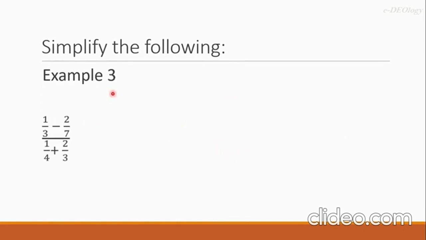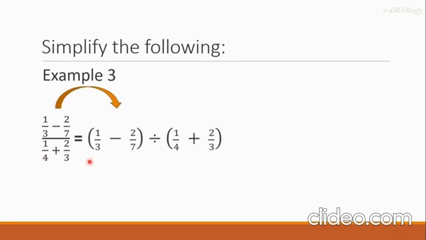Let us have one challenging question. This is 1/3 minus 2 over 7, all over 1/4 plus 2/3. Our idea is the whole numerator can be written as one group, then divided by everything in the denominator, which is also placed as another group, and then we have two big groups here that we can simplify one by one.